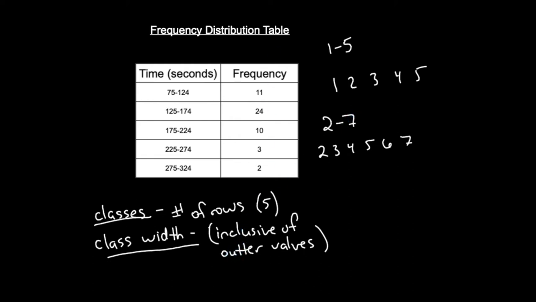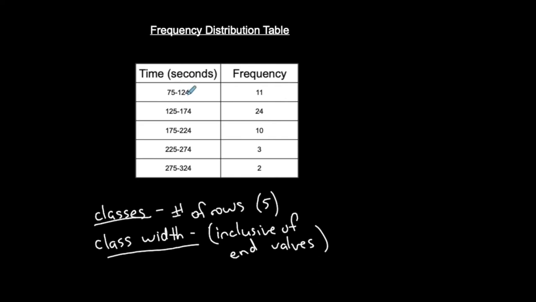I'm going to say inclusive of end values to make it a little bit more clear. So if my class was 1 to 5, even though 5 minus 1 is 4, because I'm including 1, 2, 3, 4, and 5, I have to actually have 5 numbers in that interval if it's inclusive. If I'm saying my class is from 2 to 7, 7 minus 2 is 5, but if I'm including 2, 3, 4, 5, 6, and 7, I actually have 6 values in this interval. These were just little examples to show you on the side what I mean by this.